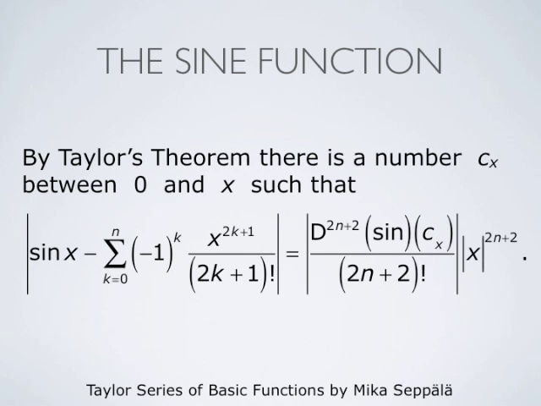By Taylor's theorem, there is a number c of x, which is between 0 and x, which depends on x and depends on n, such that the difference of sine of x and that of its Taylor polynomial of degree 2n plus 1 is of absolute value the same as the absolute value of the (2n+2)th derivative of sine evaluated at c of x divided by (2n+2) factorial times the absolute value of x to the power 2n plus 2.